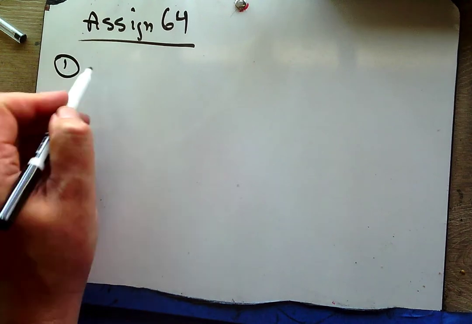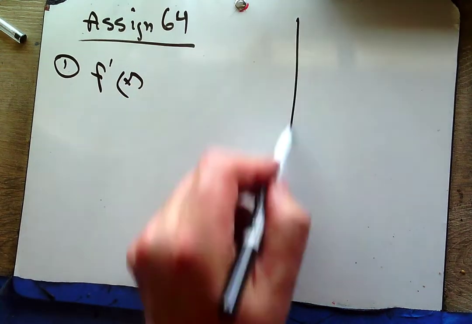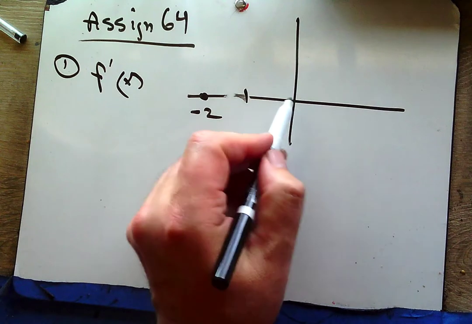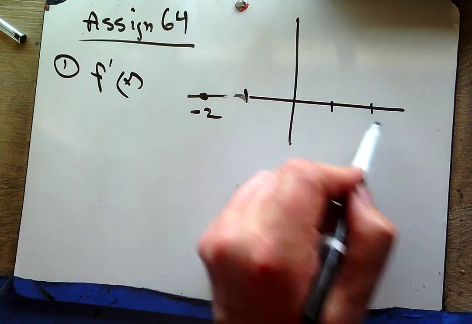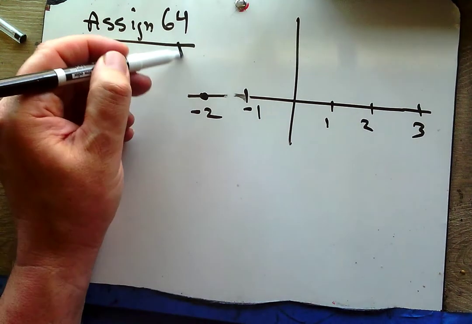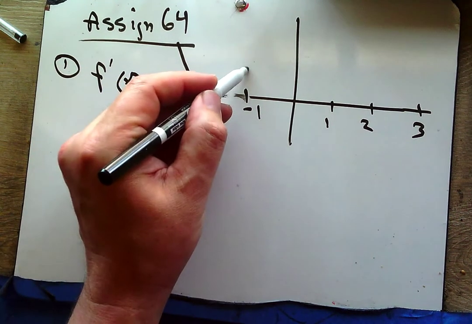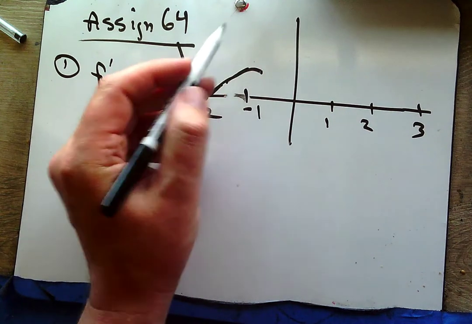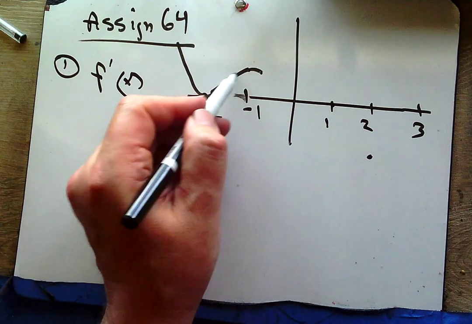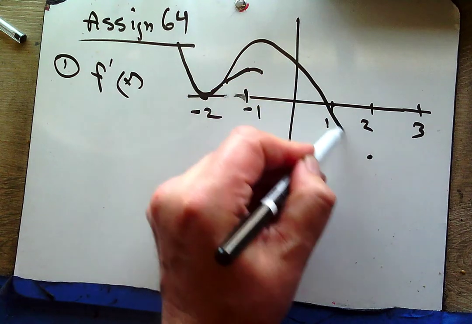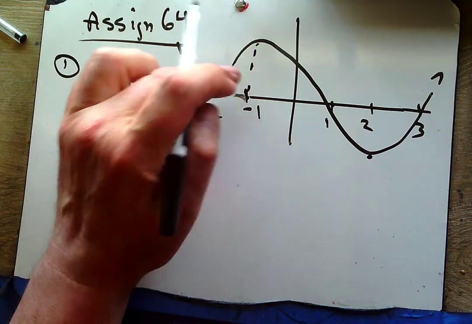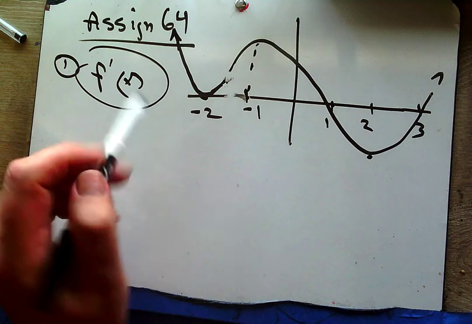Number 1. I'm giving you a graph of f prime of x. Here it is. It's got zeros at -2, 1, and 2. We're going to bounce here, and we're going to have a max here, and we're going to have a min here, and we're going to cross here. Something like that. That goes to the max. Nice. And this is a graph of f prime.